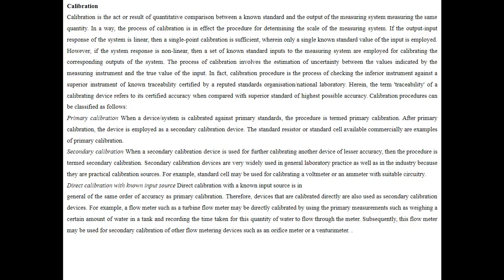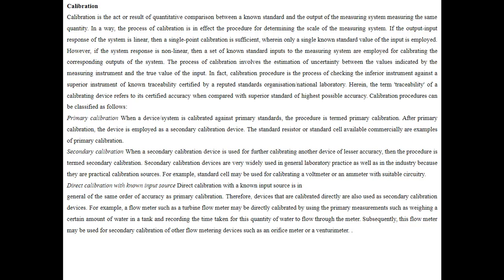However, if the system response is non-linear, then a set of known standard inputs to the measuring system are employed for calibrating the corresponding outputs of the system. The process of calibration involves the estimation of uncertainty between the values indicated by the measuring instrument and the true value of the input. In fact, calibration procedure is the process of checking the inferior instrument against a superior instrument of known traceability, certified by a reputed standards organization or national laboratory.